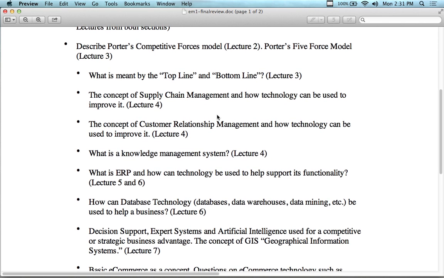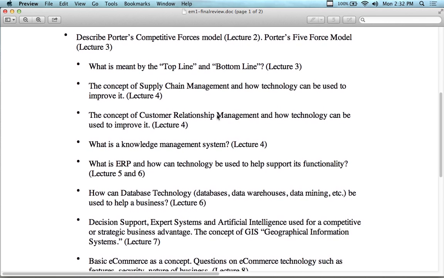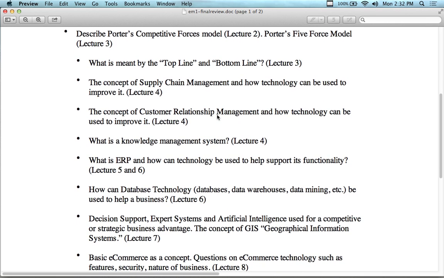So supply chain management, also in bullet point number 4, I probably should have labeled them. Customer relationship management, same concept, CRM. I'm not going to hit you up with, what's CRM, what's SEM? So think past just the definition of what it is, but how it can be used, what features it has.